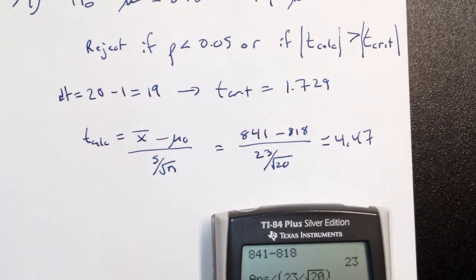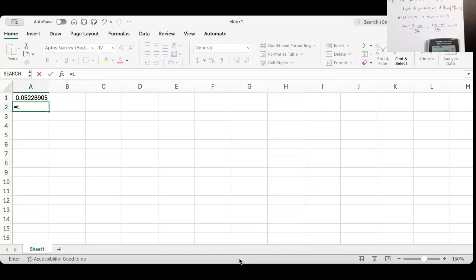I can also do a p-value. If I want to do a p-value, I'm going to need the right tail version because we're doing a right tail test. 4.47 was the number we got, and degrees of freedom was 19. Notice it doesn't ask me whether to use the CDF or the PDF, because it knows that for a right tail test it wants 1 minus the CDF. So I don't actually have to tell it.